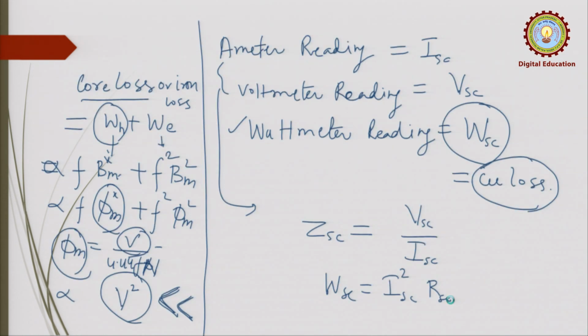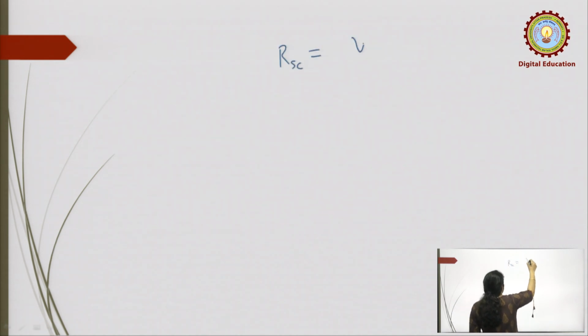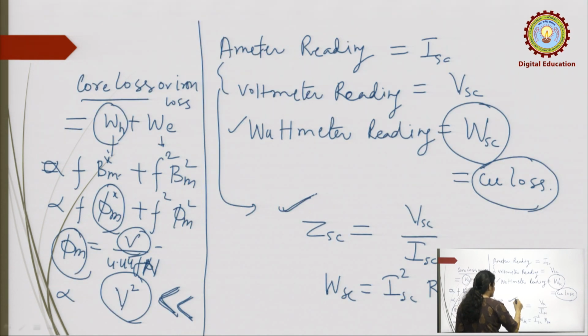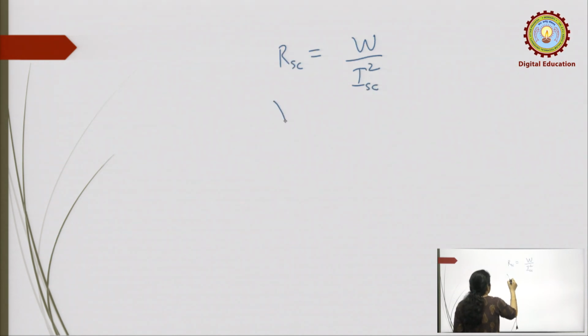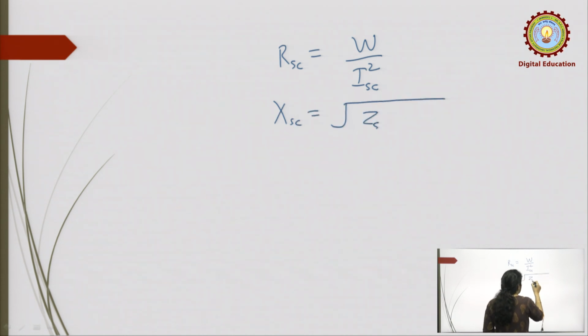So, from here you can find RSC is equal to WSC upon ISC square, and ZSC you already got from this equation. So, XSC is equal to square root of ZSC whole square minus RSC whole square.